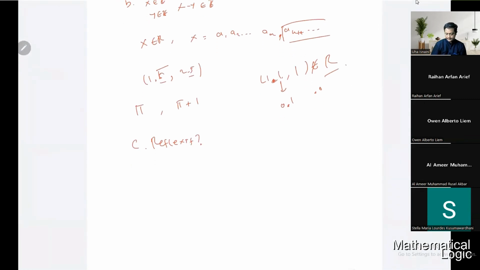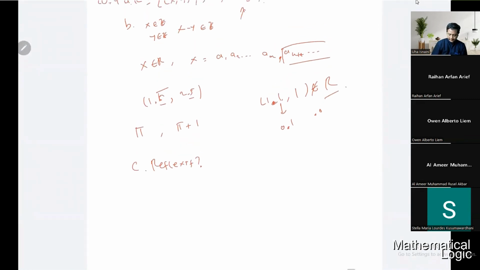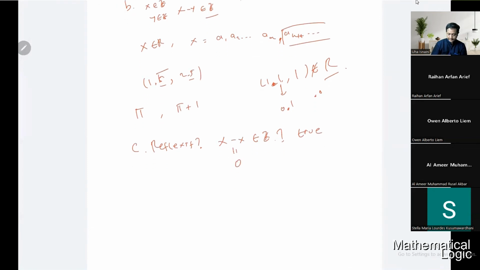Is it correct? Where the difference is an integer. Is x minus x in Z? Of course, because x minus x is 0, and 0 is an integer.